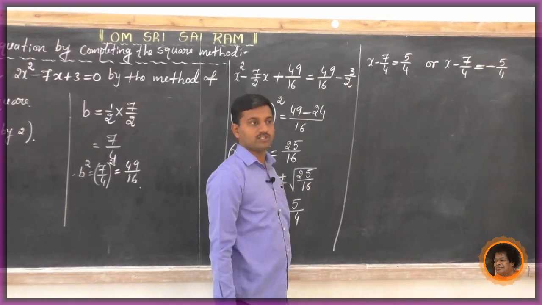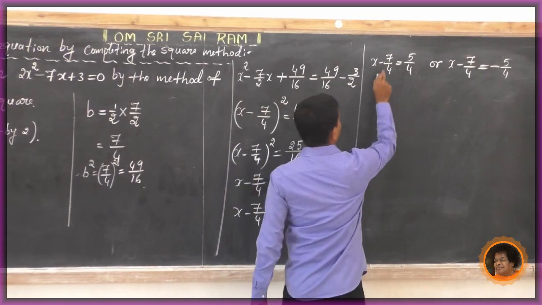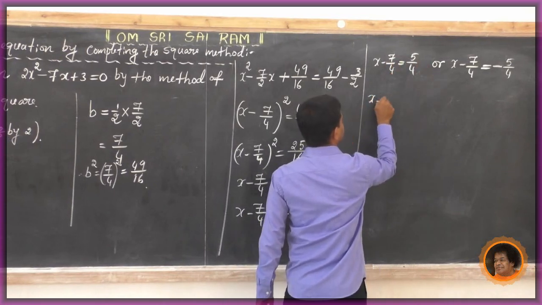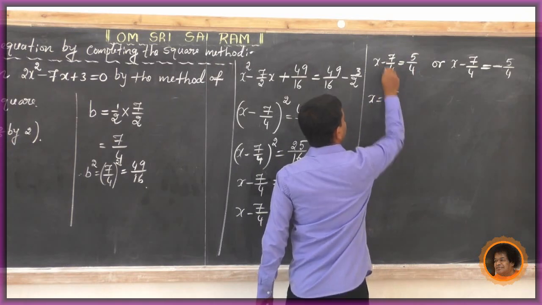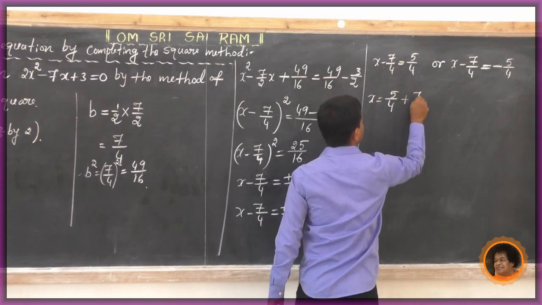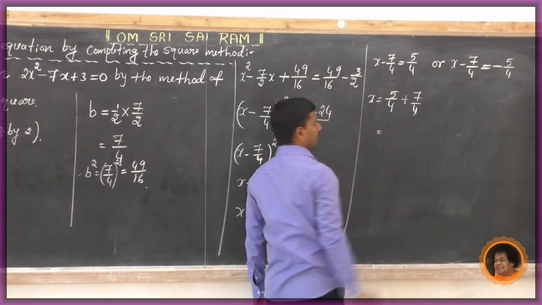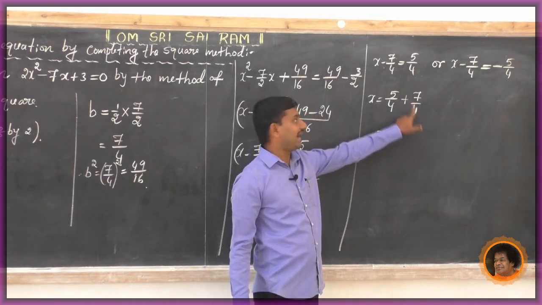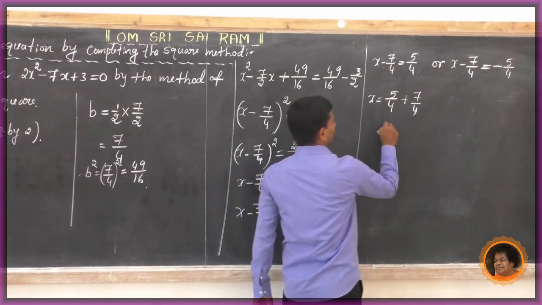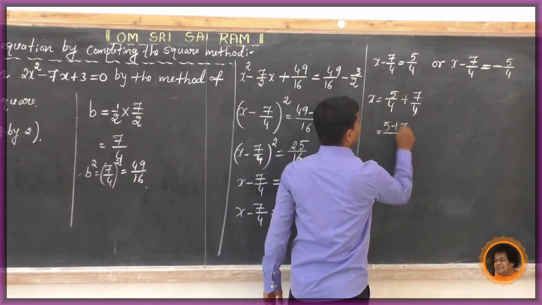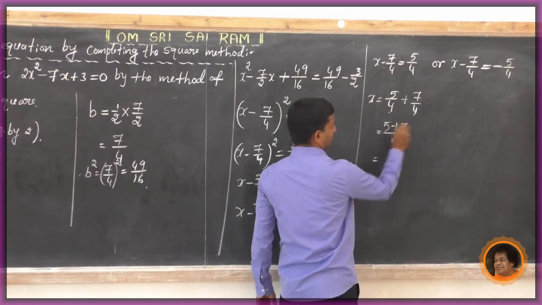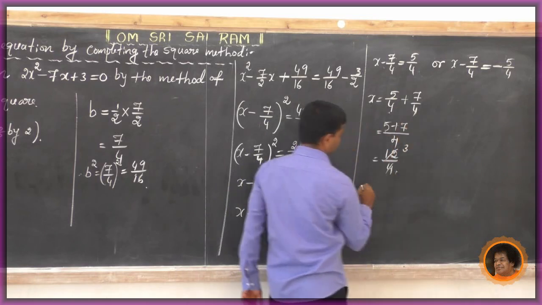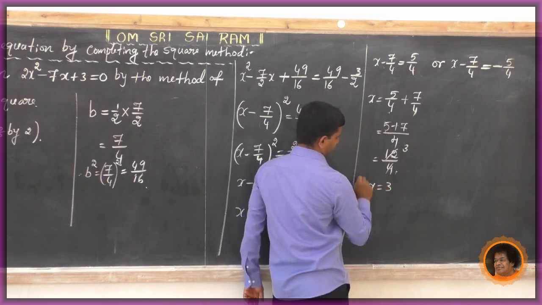Next, solve the equation and find the value of x. Here minus 7 by 4 is a constant, transposed to the right hand side. So x equal to 5 by 4 plus 7 by 4, minus 7 by 4 becomes plus 7 by 4. What about the denominator? Denominator same. If the denominator is same, add the numerator. So 5 plus 7, denominator 4. So 5 plus 7 is 12 by 4. 4 ones are 4, 4 threes are 12. So therefore x equal to 3.